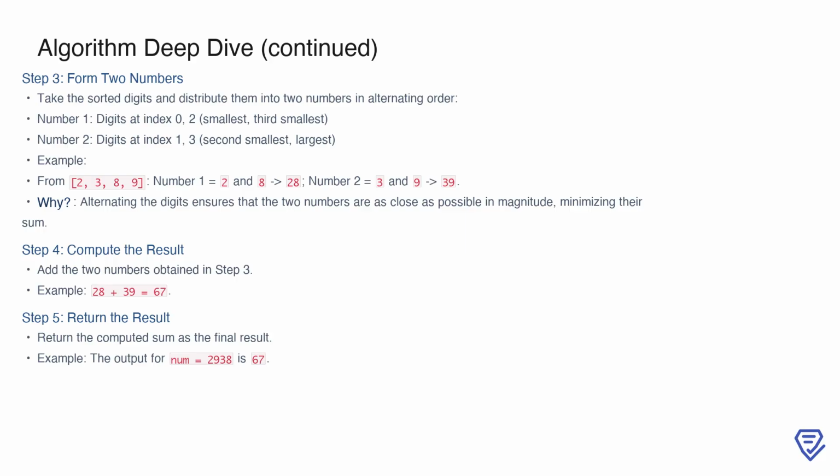This alternating distribution helps ensure that the two numbers are as close in magnitude as possible, which minimizes their total sum. Once we have the two numbers, we simply add them together. In this case, 28 plus 39 equals 67. Finally, the computed result, 67, is returned as the output.